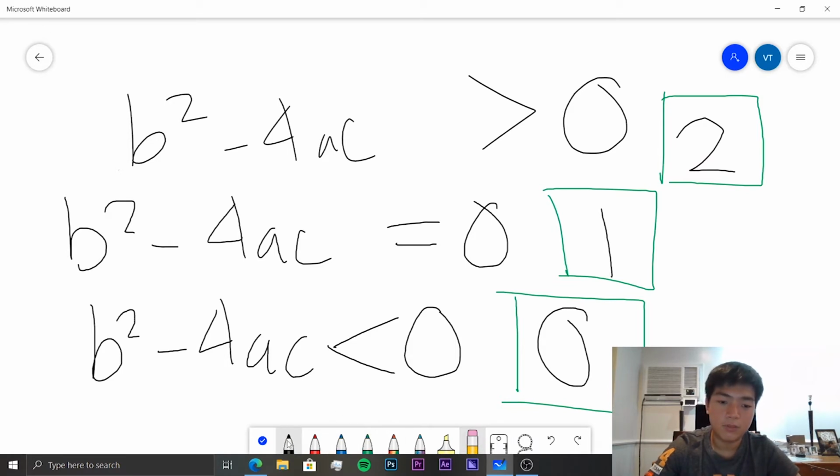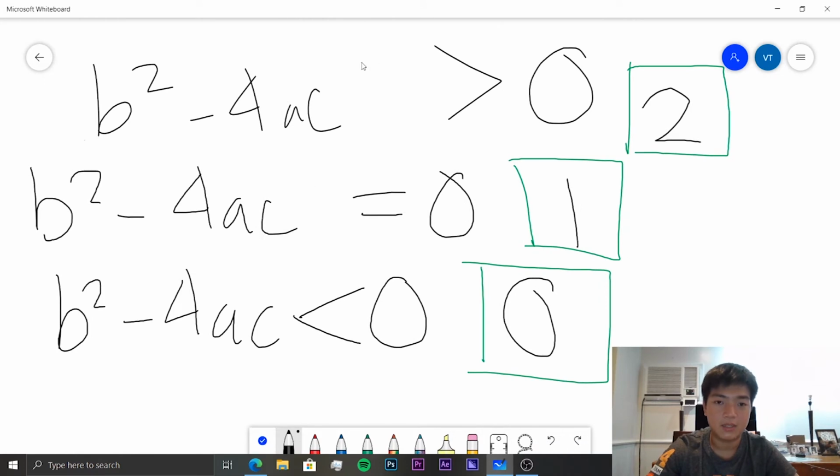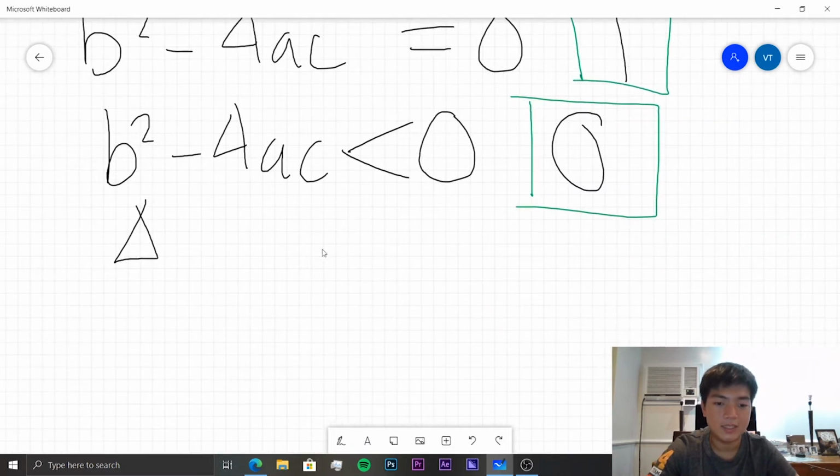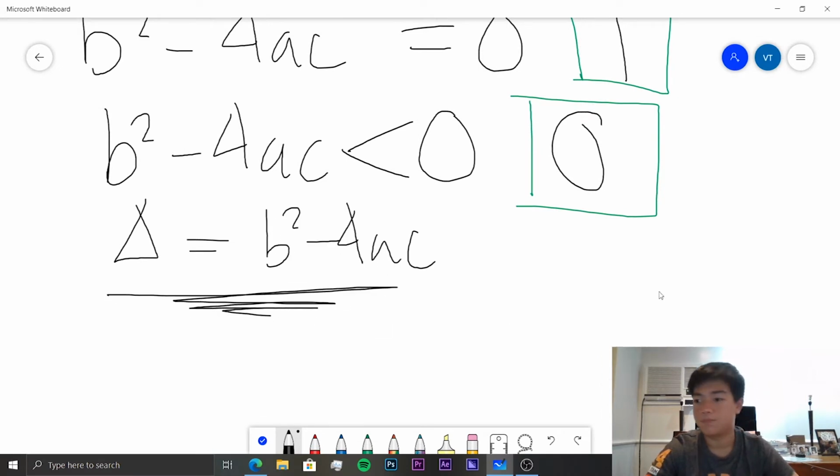Normally we denote the discriminant by the Greek letter delta. So just remember that delta is equal to b squared minus 4ac. That's pretty much it, and now we can jump into some problems.